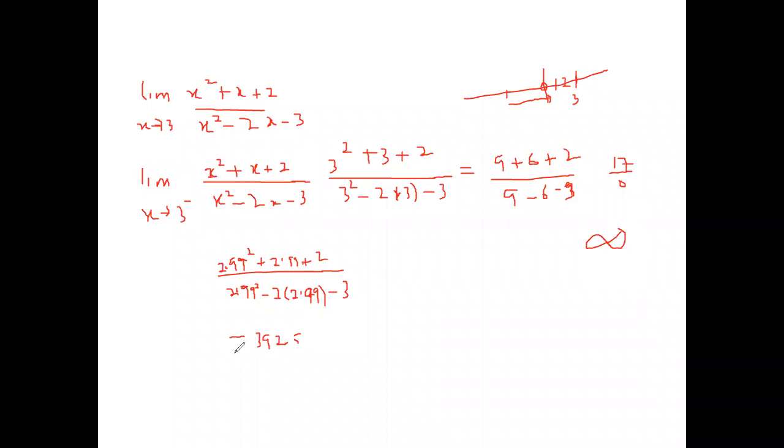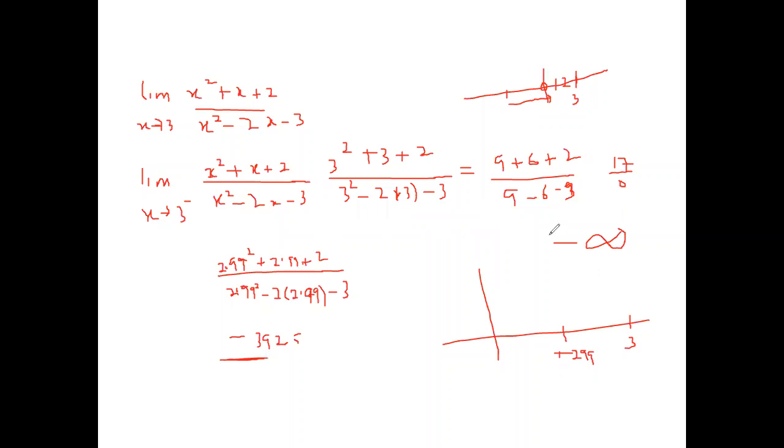We can clearly see that when we were approaching 3, at 2.999, at 2.99, the value we were getting was negative. So it means that we're actually getting a negative infinity. If we were going to evaluate the limit from the left hand, we'll get a negative infinity.